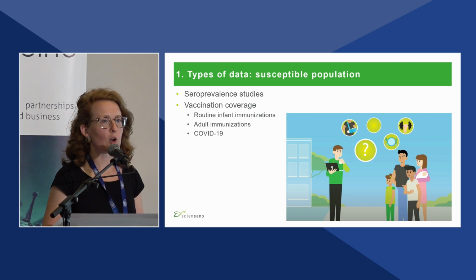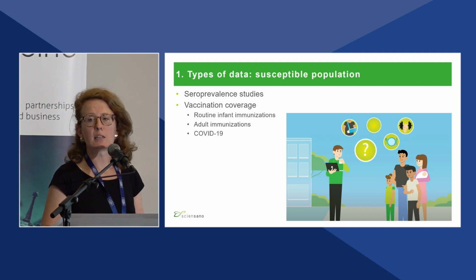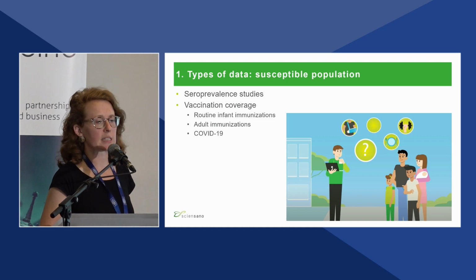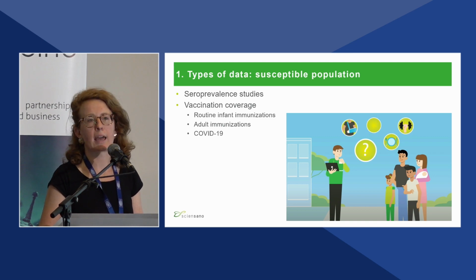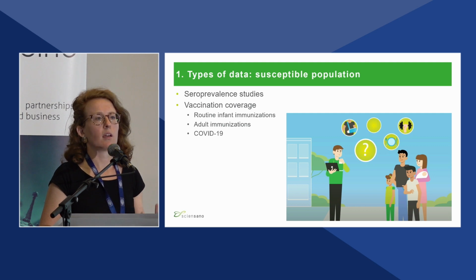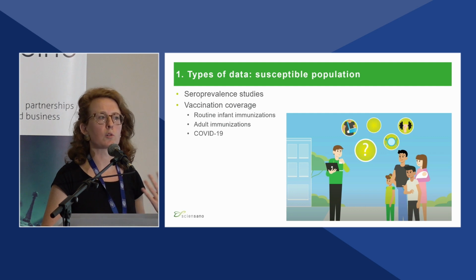Belgium being a very complex federated country, there are different systems for different vaccinations. Hélène already mentioned it. But that also means that if we try to collate vaccination coverage data, it depends whether we're looking at routine infant immunizations or adult immunizations. For adult immunizations, for instance, Scienzano does a health information survey, which is a periodical survey where they go out and ask people about loads of their health behaviors. And one of the things is also whether they've had a flu shot or not.